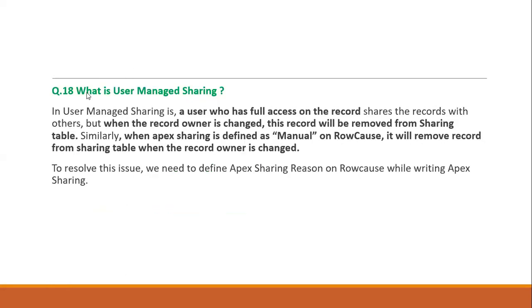Next question. What is user managed sharing? In user managed sharing, a user who has full access to a record shares the record with others. But when the record's owner is changed, these records will be removed from the sharing tables. Similarly, when Apex sharing is defined with the manual row cause, it will remove the records from the sharing tables when the record's owner is changed. To resolve this issue, we need to define an Apex sharing reason as the row cause when writing the Apex sharing.